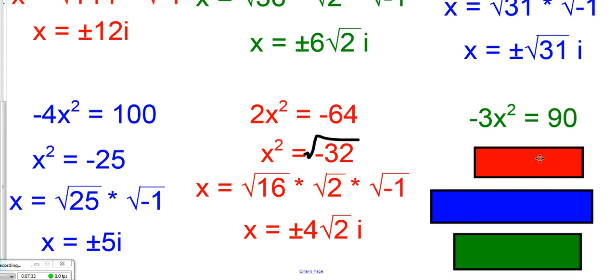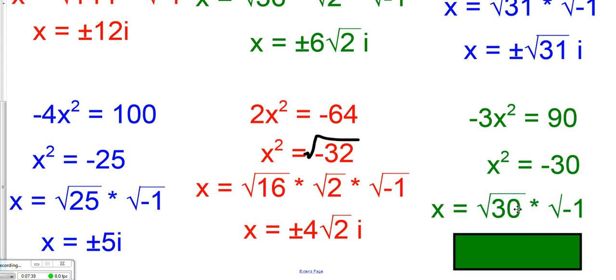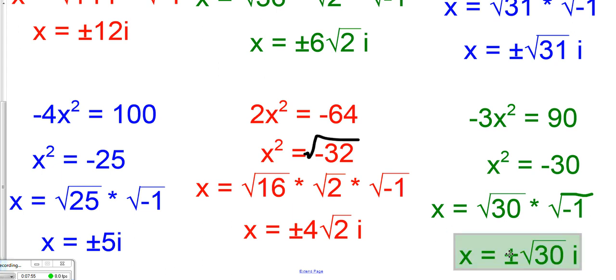And lastly here, we'll divide both sides by negative 3, get x squared equals negative 30. Take the square root, and we get square root of 30 times square root of negative 1. And of course, this will become i. This we can't simplify any. So positive and negative square root of 30 times i. Again, notice i is never underneath the square root. It's always a separate piece.